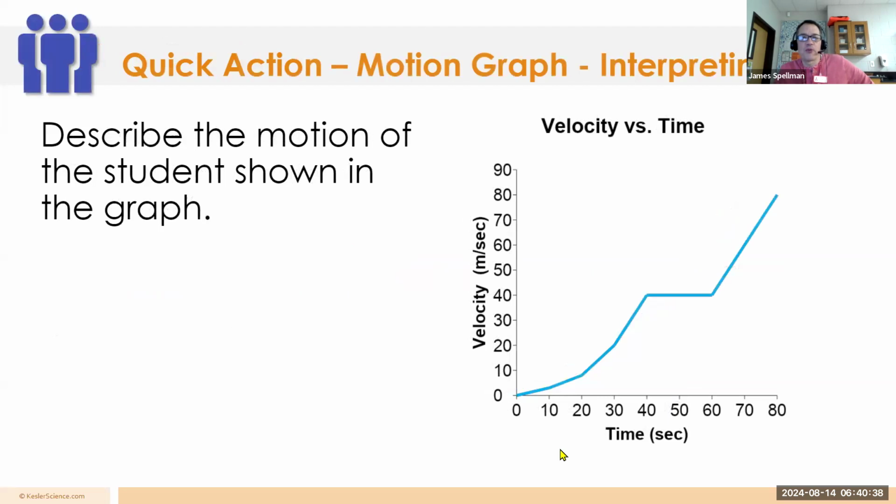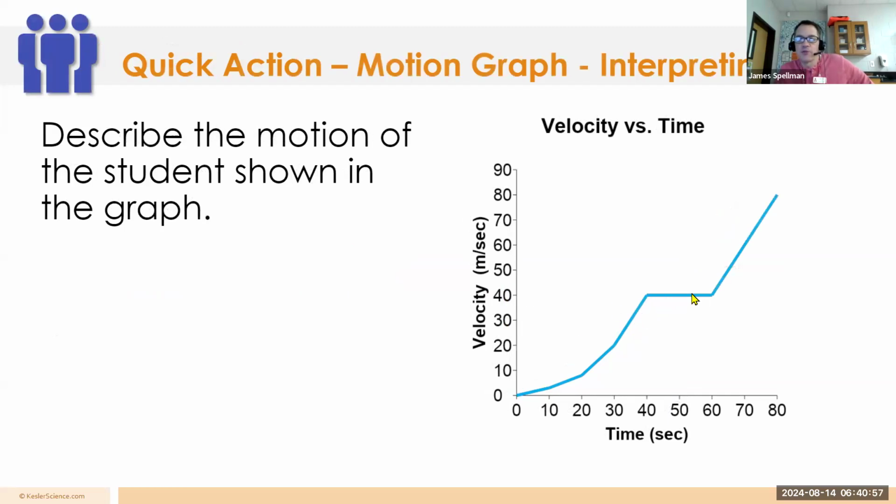So if I were to describe this graph right here, again, what am I looking at? I'm looking at how fast something is going. So at the beginning, this thing is moving, but it's also speeding up. And then it's actually speeding up more. And then it's even speeding up more. So in other words, its velocity is increasing at a greater rate.